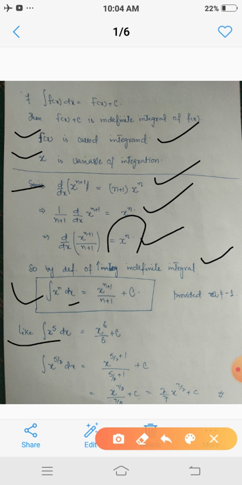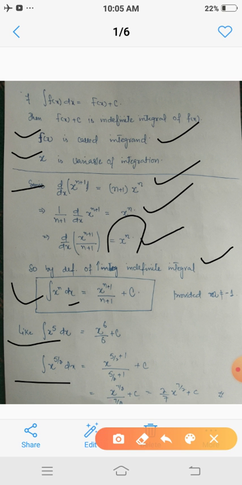Like if we consider x raised to power 5 dx, then its indefinite integral by the above is x raised to power 6 upon 6 plus c. Or if we take x raised to power 5 by 2 dx, then its indefinite integral is x raised to power 5 by 2 plus 1 upon 5 by 2 plus 1 plus c. So simply, after simplifying, it is 2 upon 7 into x raised to power 7 by 2 plus c. So 2 by 7 x raised to power 7 by 2 plus c is the indefinite integral of x raised to power 5 by 2 with respect to x.